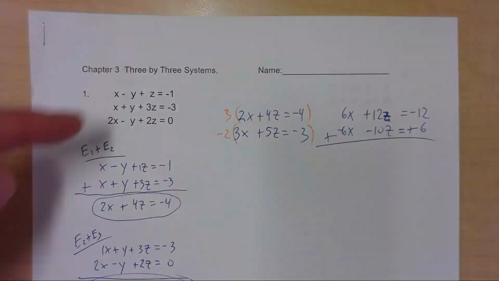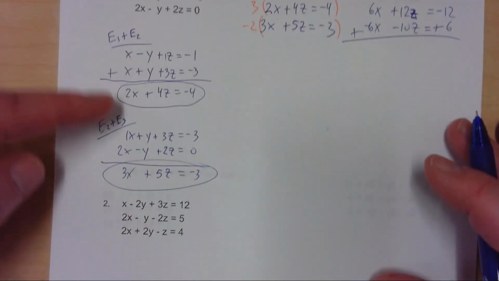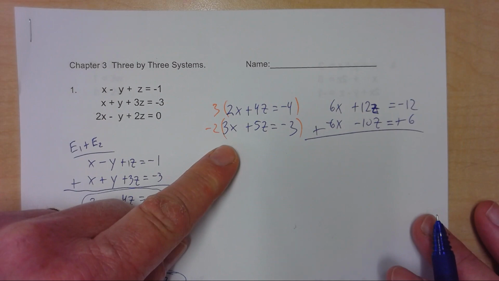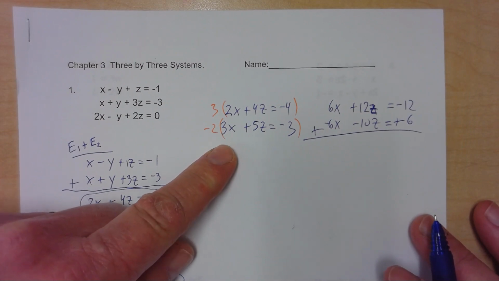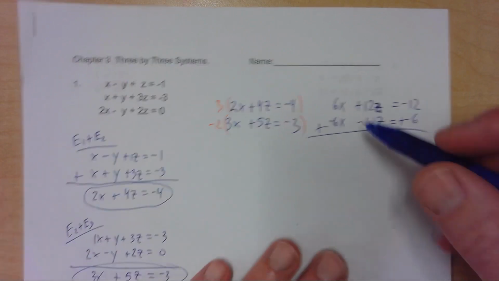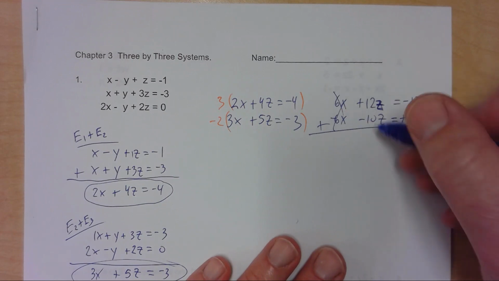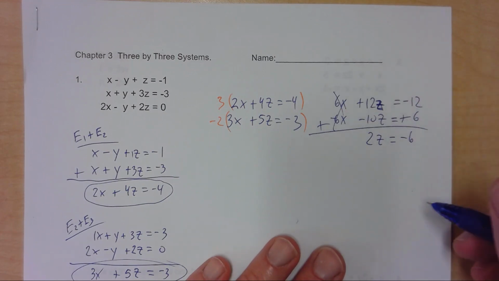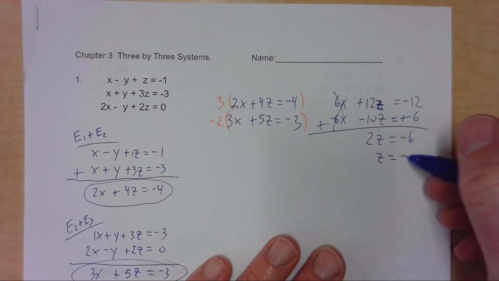So I picked a variable, y. I got rid of it twice, right? This made a new system of equations. Then we put this and this together. We get 2z is equal to negative 6. Divide, z is equal to negative 3.